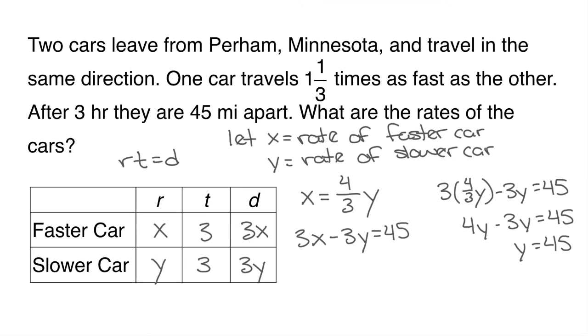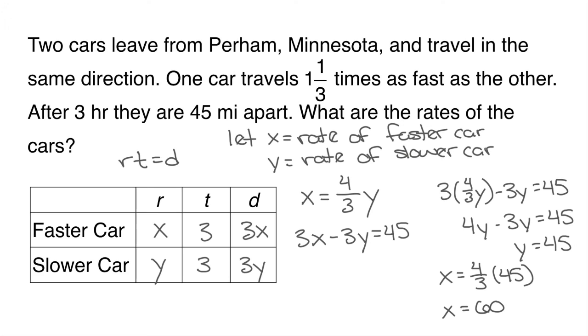Now that we've found y, we can substitute that into our first equation that is already solved for x. We have x equals 4/3 times 45, which is equal to 60. So we have x equals 60. We can check this solution by substituting 60 for x and 45 for y into both of our original equations and verifying that a true statement results.